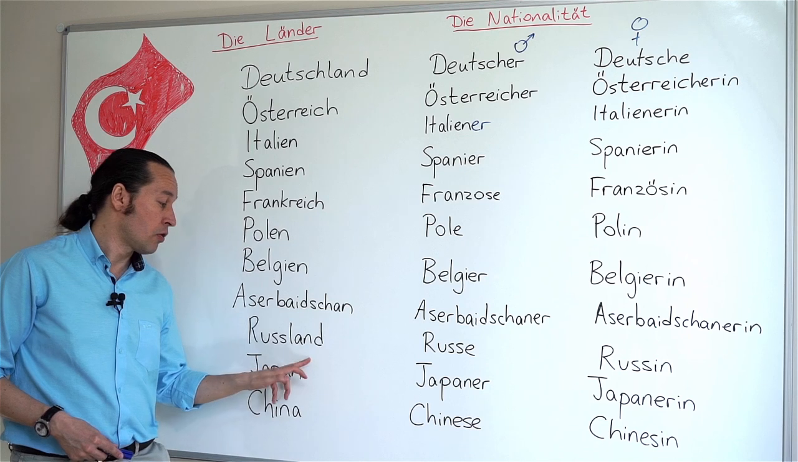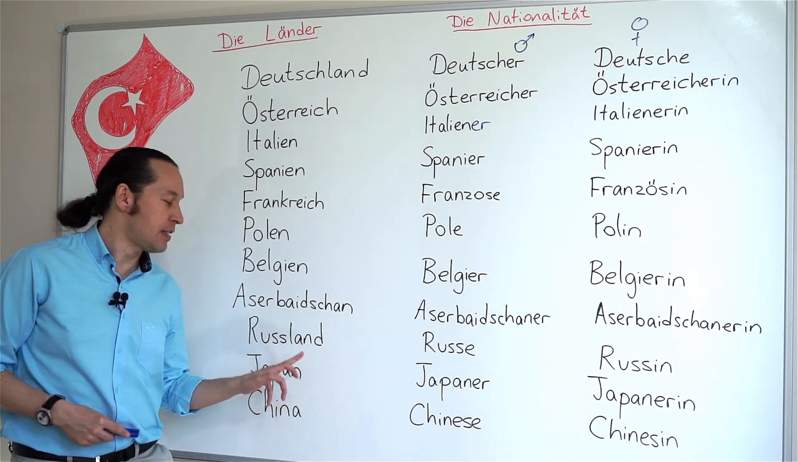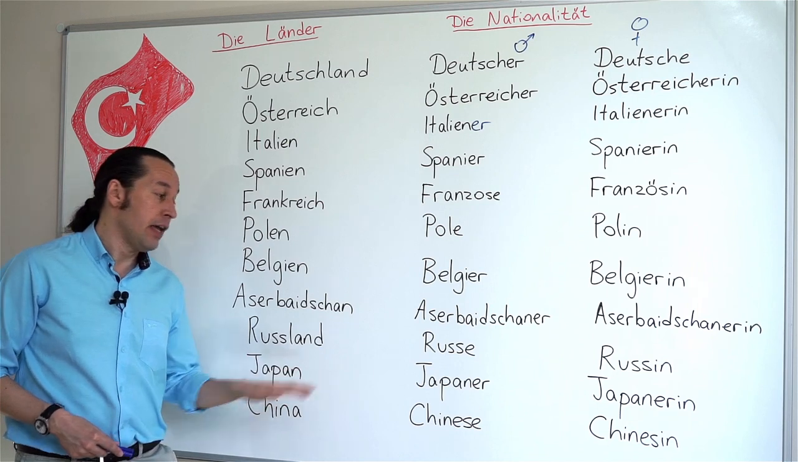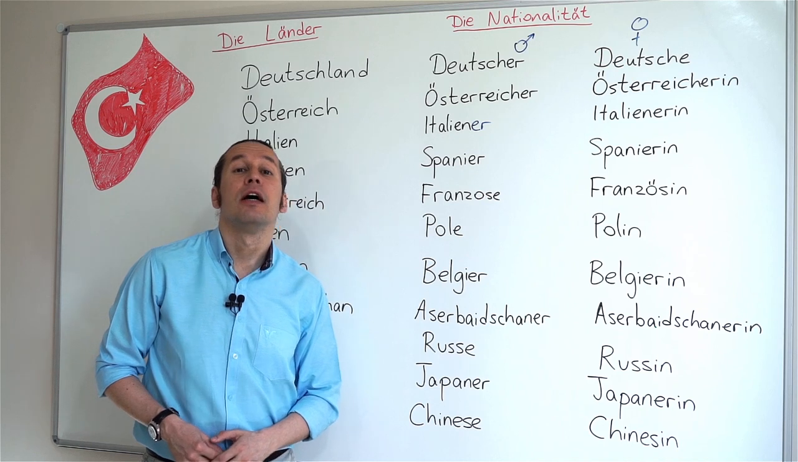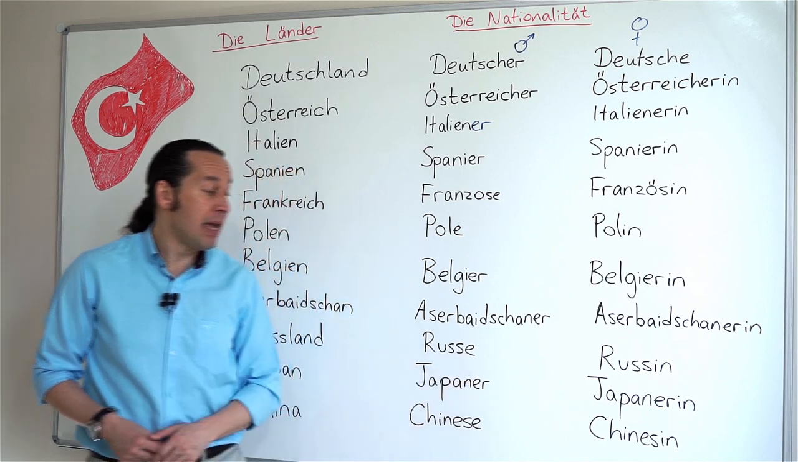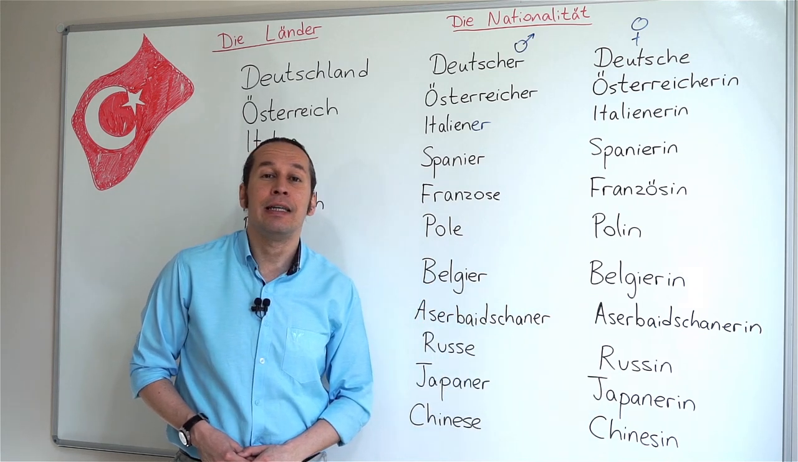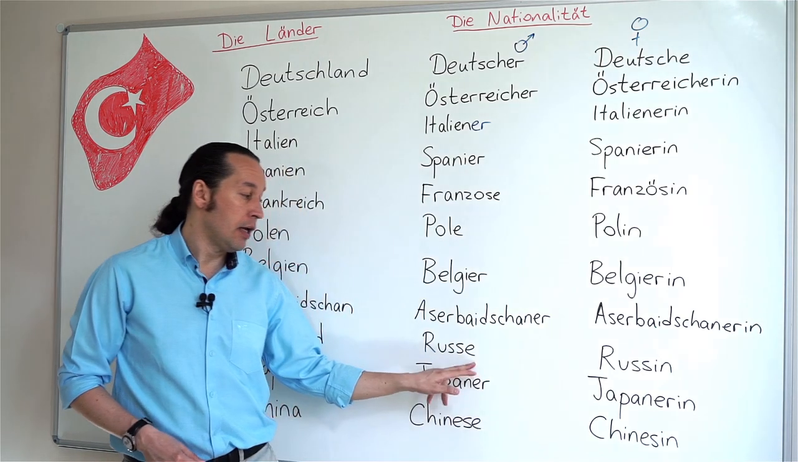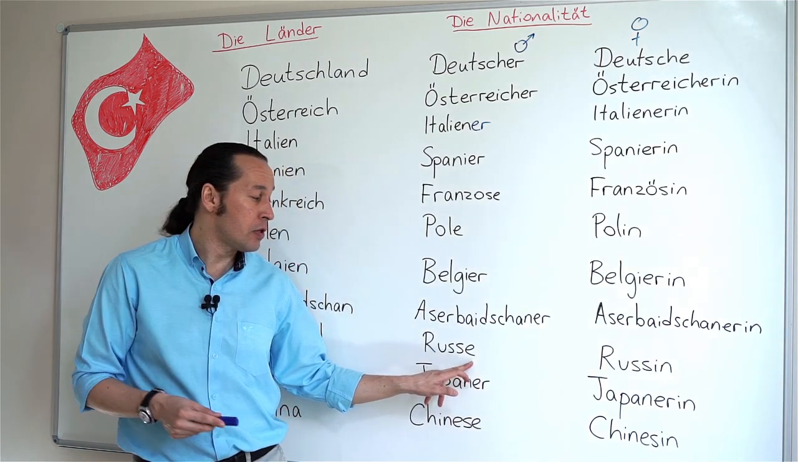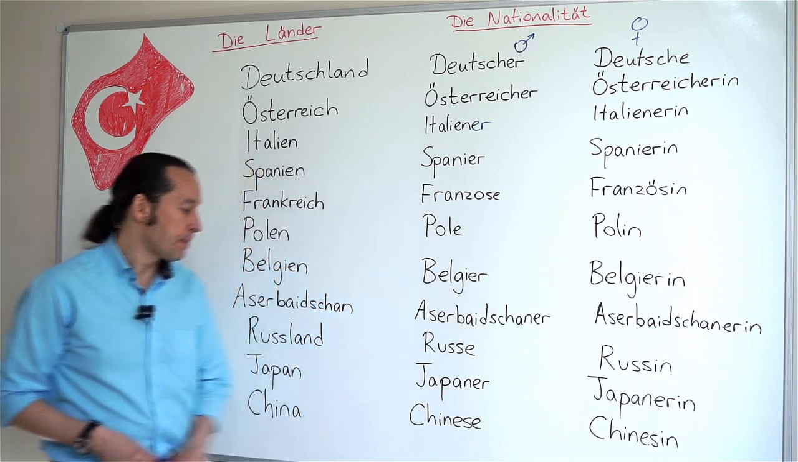Russian. I'll say Russland, actually, for Russia. Russia stands for Russland. If it's a Russian male, I'll say Russe. Russe for a male Russian. If it's a female, then I'll say Russin. Russin. En for a female. The males, as you have noticed, could be e, but also er, right?